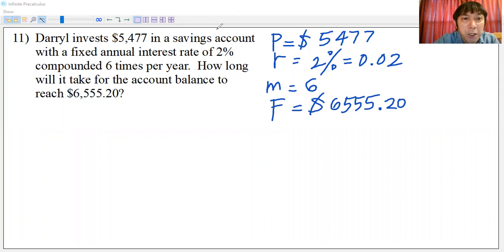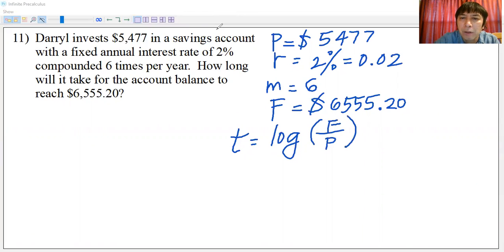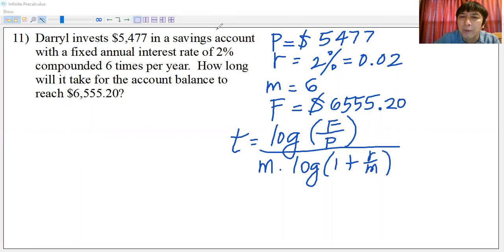Okay, so we have our formula. We're looking for time, okay? How long will it take for the account balance to reach the final amount, 6,555 and 20 cents. So T is equal to the logarithm of the ratio F over P divided by M times the logarithm of 1 plus R over M. There, that's the formula we derived, okay? Substitute the given data, direct substitution, and then we calculate.